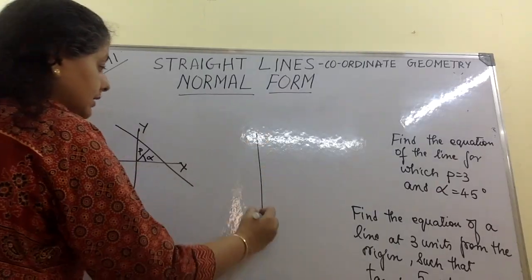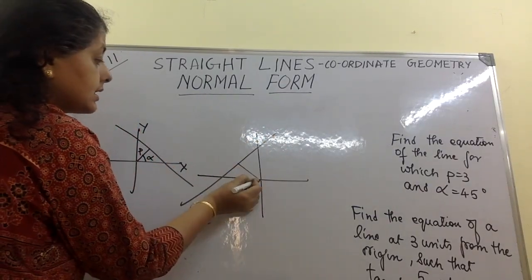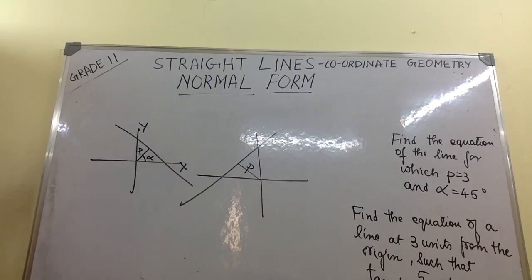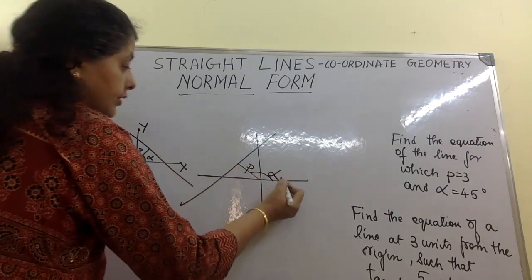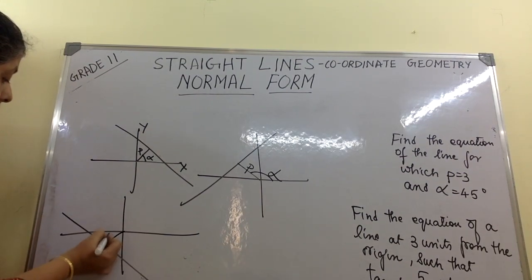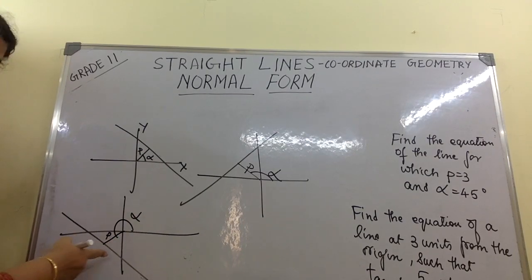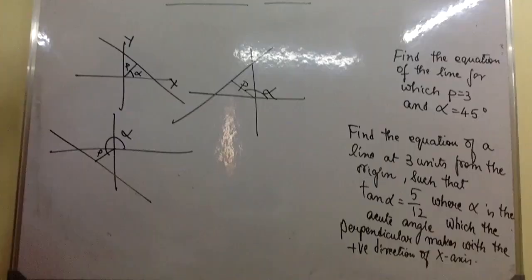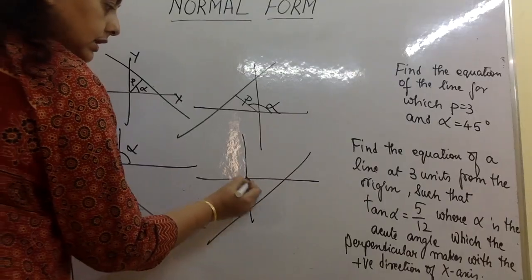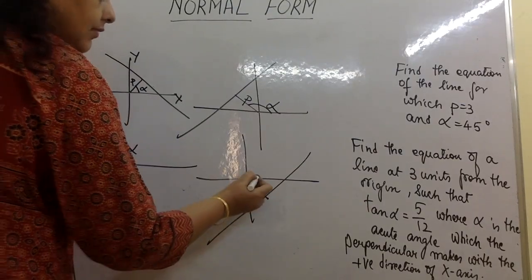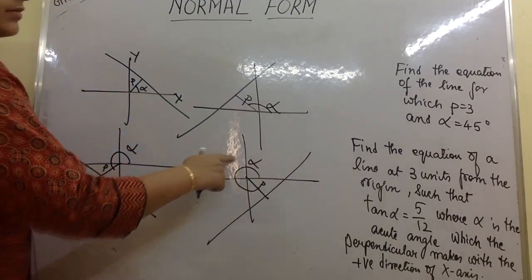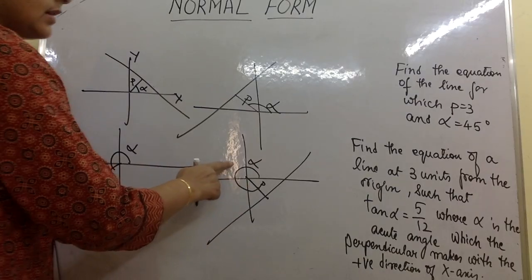Now the line can go like this, the line can also go like this, then this is my p. And what is alpha? Alpha is this angle. I am just giving you the 4 cases. Now the line can go like this also. Here this is p and alpha is this, with the positive direction of x-axis. And then I can have the line going like this also. This is p, and alpha is this full angle. Whatever sine, cos, tan value you get for this angle, that will apply.